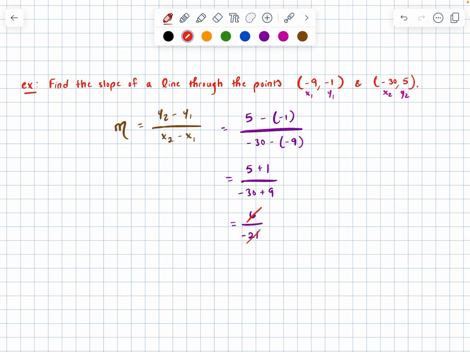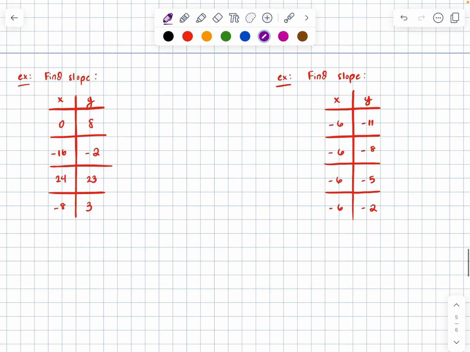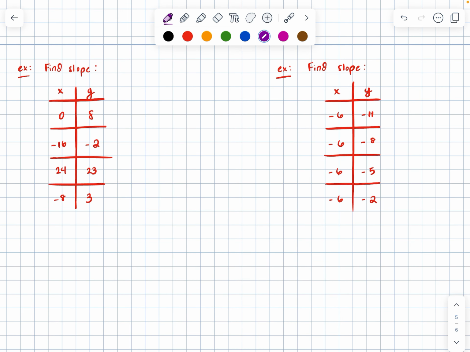And then all I need to do is simplify my fraction. Notice that 6 and 21 both have a common factor of 3. That leaves me with 2 in the numerator and 7 in the denominator. My slope is going to be -2/7. Cool. Let's do it with 2 more tables, and then we'll call it a day.